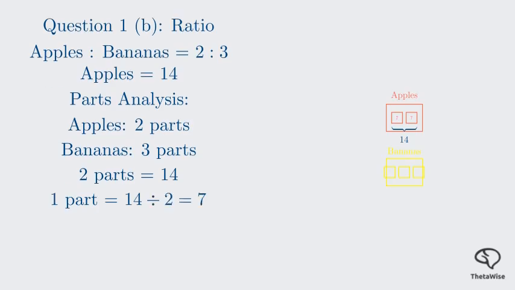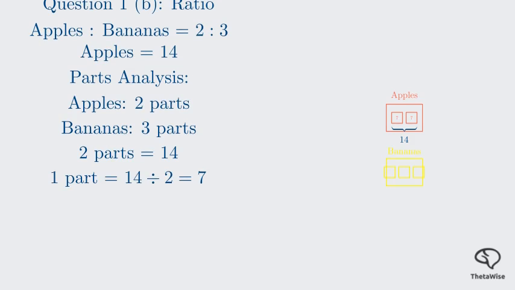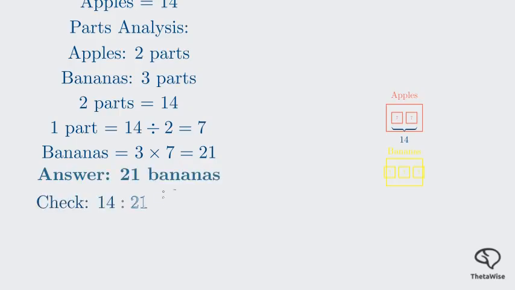To find the value of 1 part, we divide 14 by 2. Since each part represents 7 pieces of fruit, and bananas consist of 3 parts, we multiply 3 by 7. Rachel has 21 bananas. We can double-check this. 14 to 21 simplifies to 2 to 3 if we divide both by 7. Excellent.